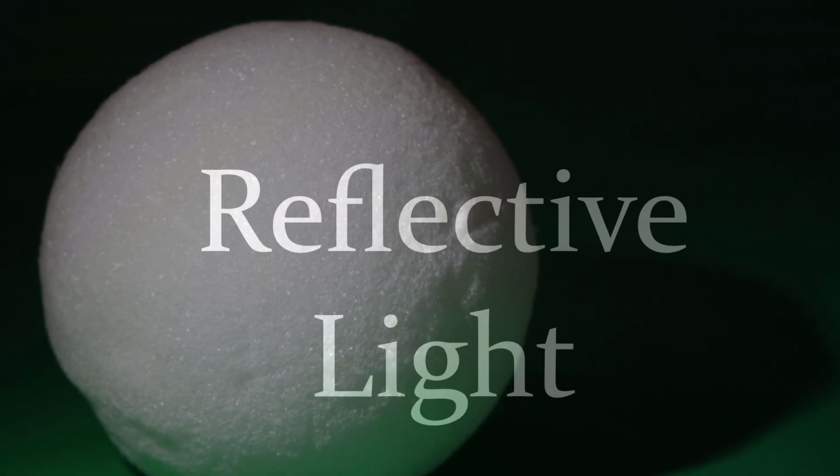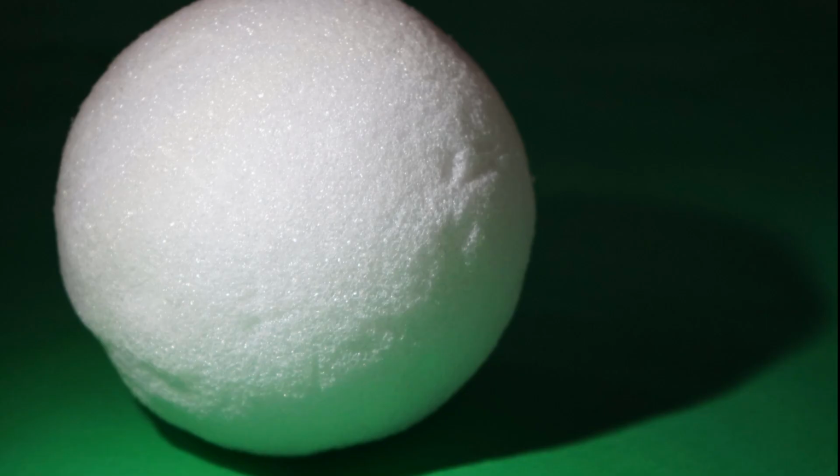Reflective light. Reflective light occurs when your light source bounces off of objects and hits your subject. It adapts the hue of the surrounding objects that it's bouncing off of rather than the hue of your light source.